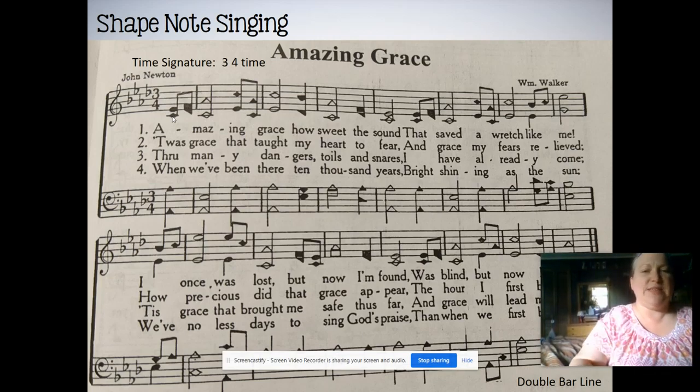All right, let's try the tenor part. So this time we're going to read the top line and we're in the inside staff right there. Okay, 1, 2, 3, 1, 2.